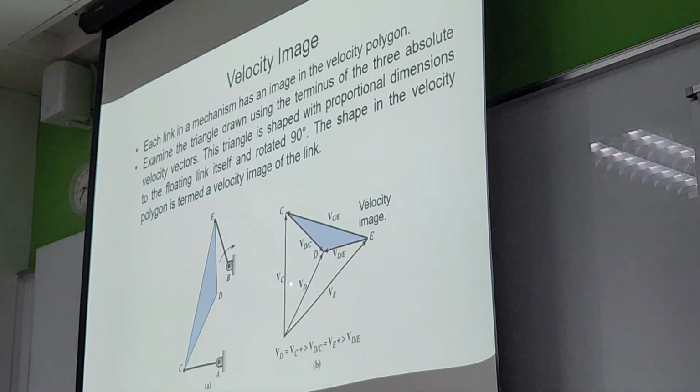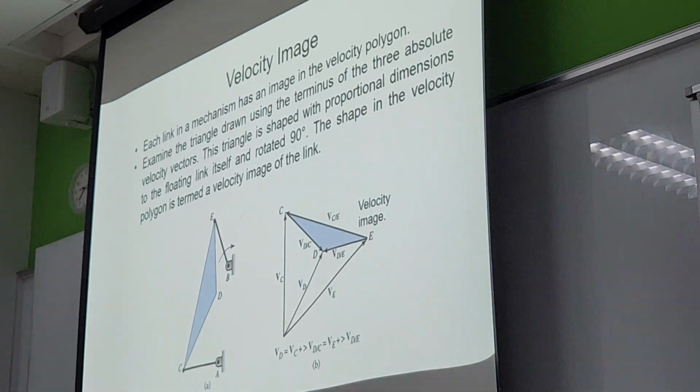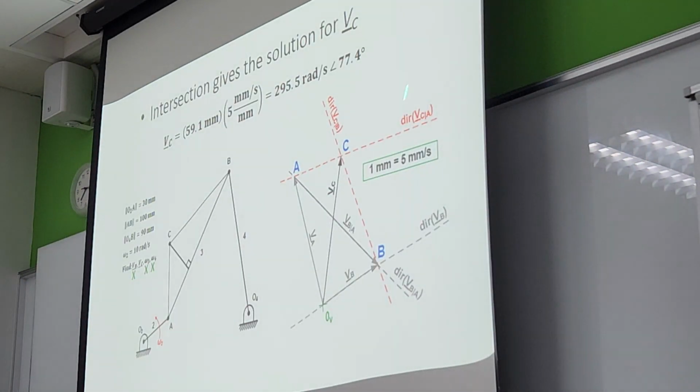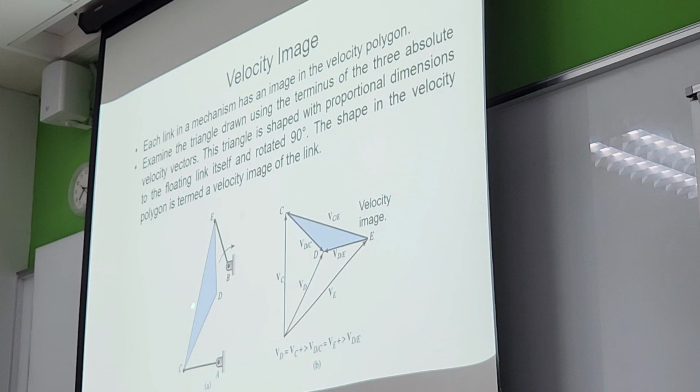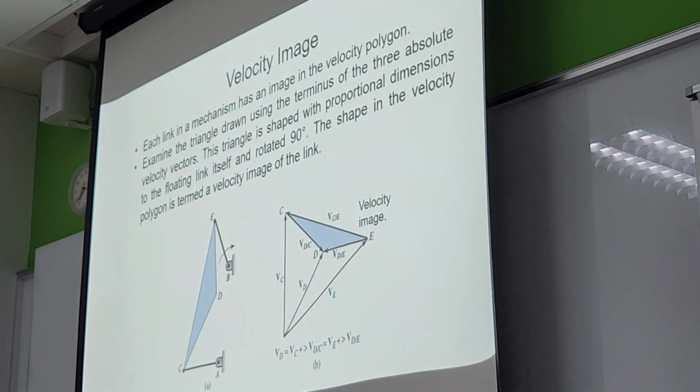Okay. So the velocity image you can similarly draw as we have drawn in the previous example. So in the same way, any link, you can draw the velocity image. Now, any point on the link, you can find out the velocities from the velocity image easily.